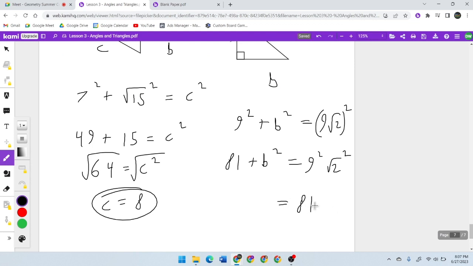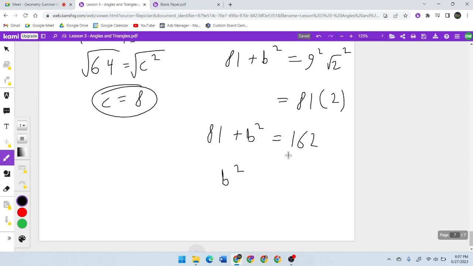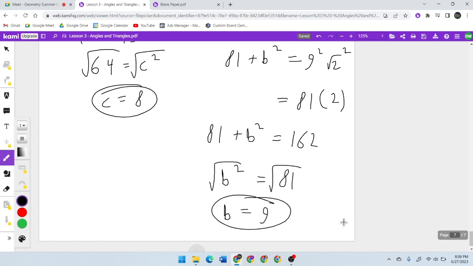Now 9 squared is 81, and root 2 squared, remember what I just said a second ago, when you square a square root, that's a tongue twister, when you square a square root, the square root goes away. So it's just 81 times 2. 81 times 2, that's 162, equals 81 plus b squared. We got the same thing on the left side still. And then all I need to do is subtract 81 from both sides. 162 minus 81, that's actually just 81. And we know the square root of 81, thank goodness. That's just going to be 9. And so the missing side is 9. Any questions on that one?